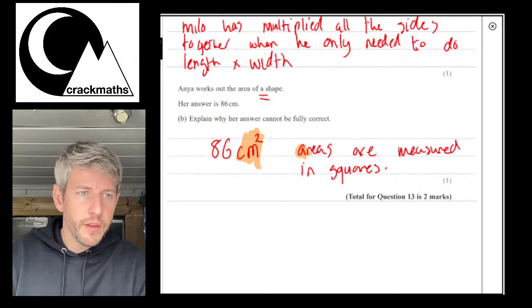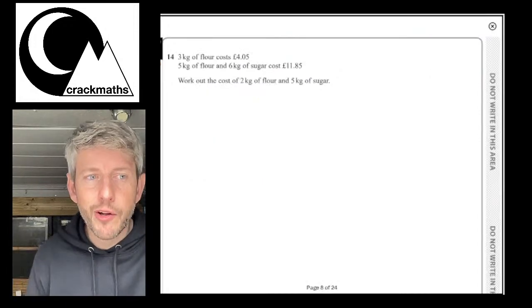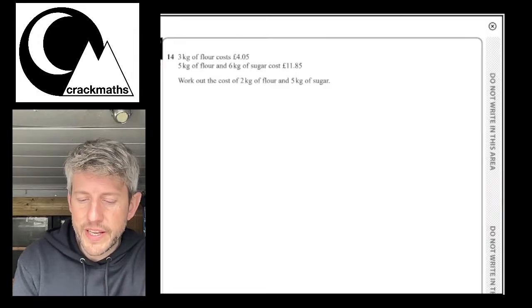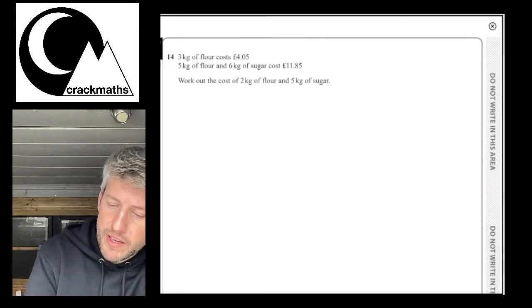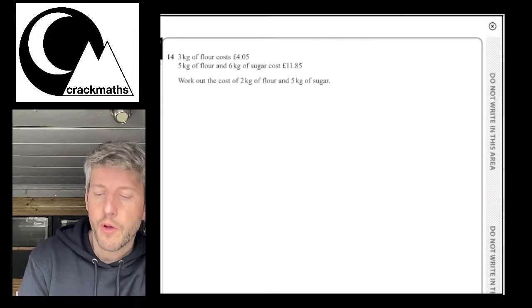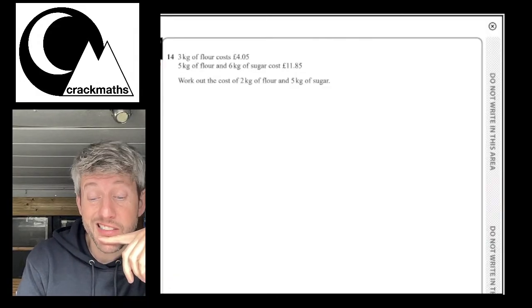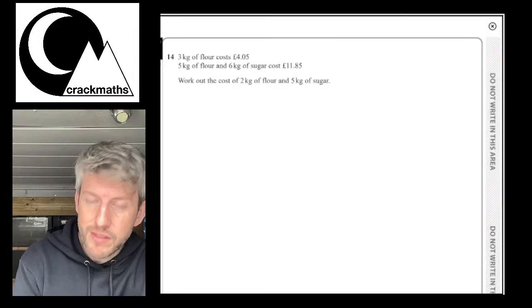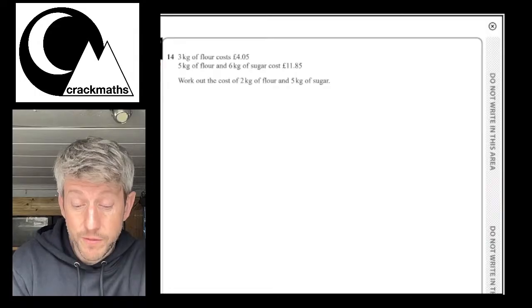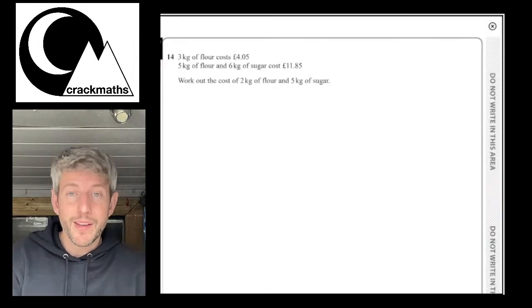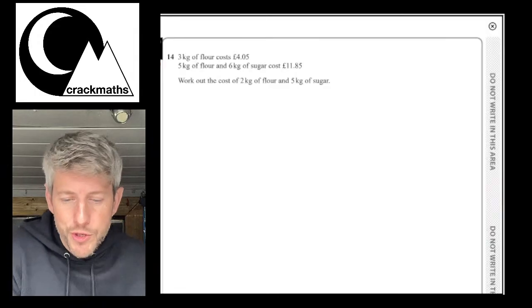Okay, right, let's have a look at question 14. It says that 3 kilograms of flour costs £4 and 5 pence. 5 kilograms of flour and 6 kilograms of sugar costs £11 and 85 pence. Work out the cost of 2 kilograms of flour and 5 kilograms of sugar. So again, this is another direct proportion question.